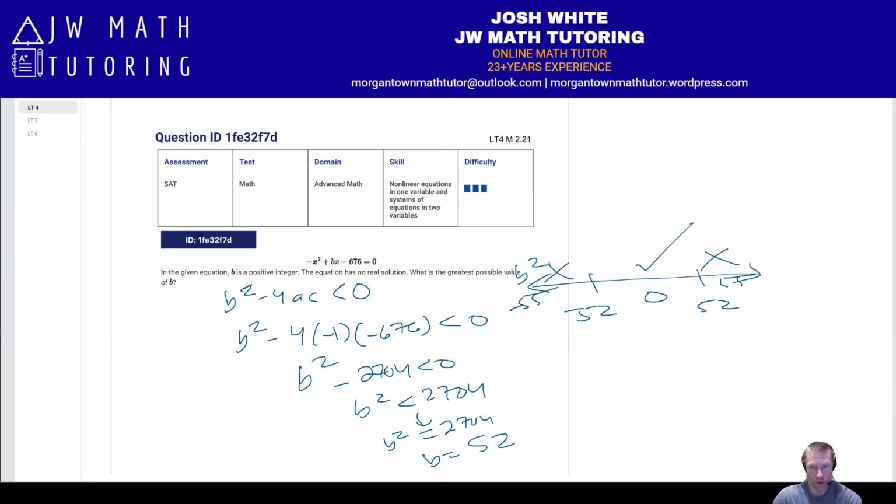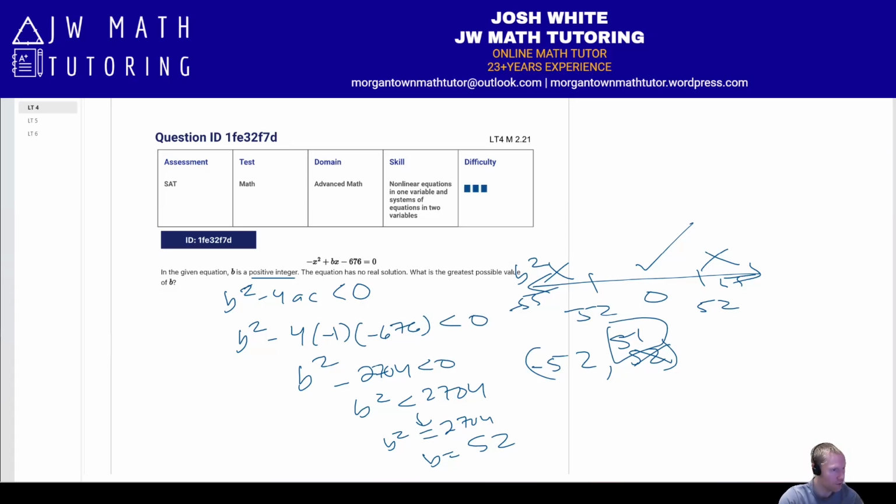So the solution set is basically from -52 to +52, not including the endpoints, because the endpoints would make it equal, which means there would be one real solution. So what is it asking for? What is the greatest possible value? So the greatest possible value in this interval is going to be 51. And notice also it tells us it's an integer, okay? If it didn't tell us that, then you really couldn't answer this because it'd be 51.9999999 whatever repeating. But because it tells us it's an integer, it's not 52, it's going to be 51. So that's what you would grid in. That's how you could solve this by hand.